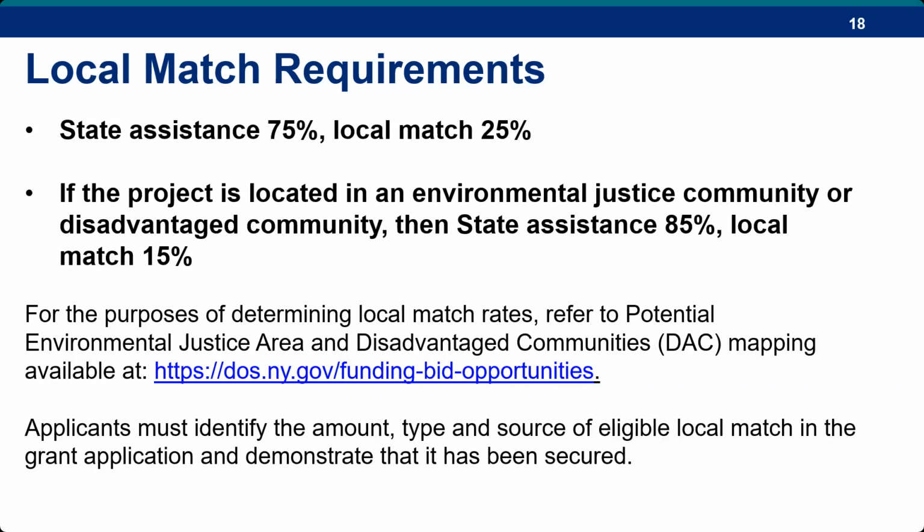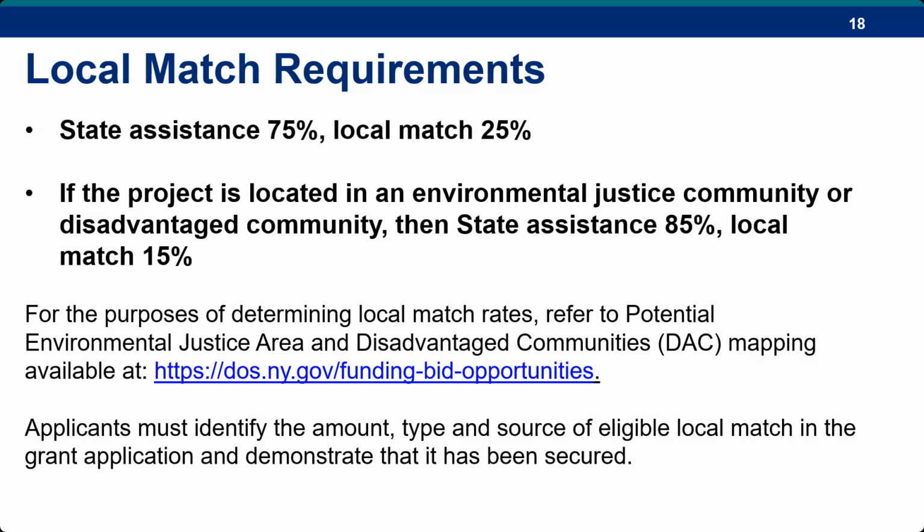If an applicant is seeking state assistance equal to 85% of the total project cost, this should be clearly indicated in the project funding and program budget section in the CFA and in the LWRP budget summary and detail CFA attachment. For the purposes of determining local match rates, refer to the RFA and the potential environmental justice area and disadvantaged community maps, where links are available to these maps on the DOS Funding and Bid Opportunities website.